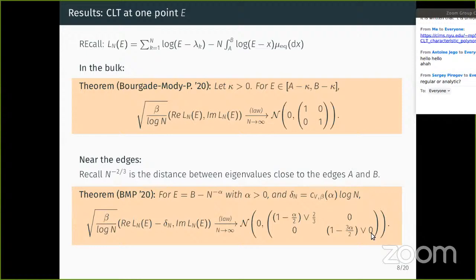So actually, exactly at the edge, we have no central limit theorem for the imaginary part at the scale square root log n. And that's normal because the imaginary part is related to particle locations, and particle fluctuations at the edge are not Gaussian. They are given by Tracy-Widom. So even if you change the scaling here, you cannot prove a central limit theorem for the imaginary part of the log at the edge.